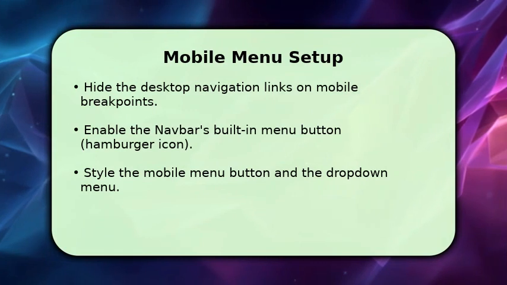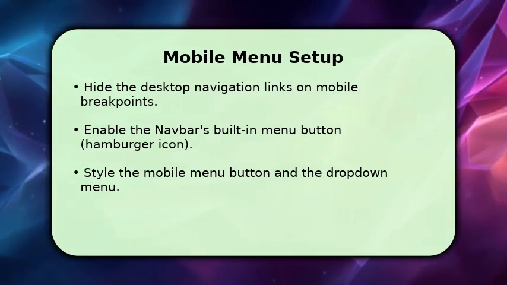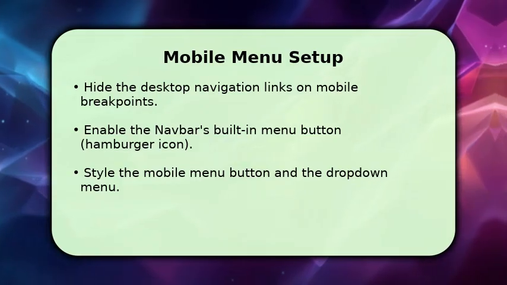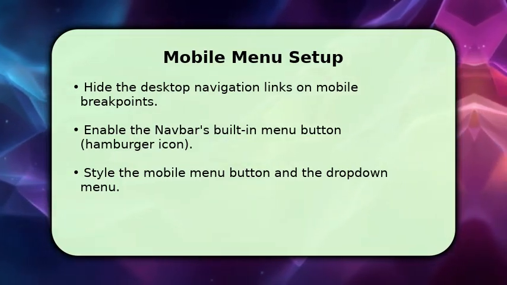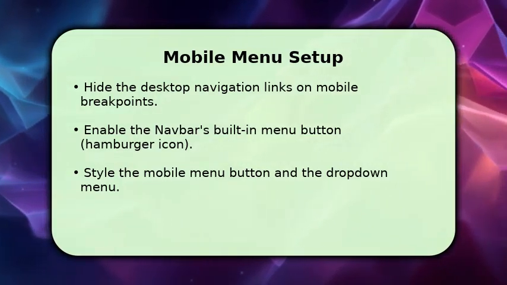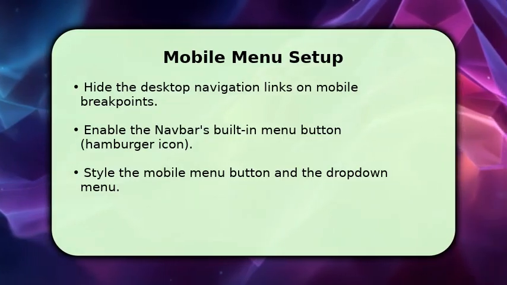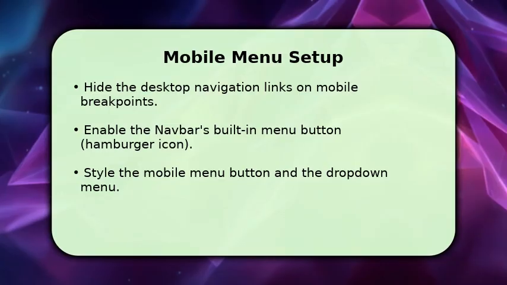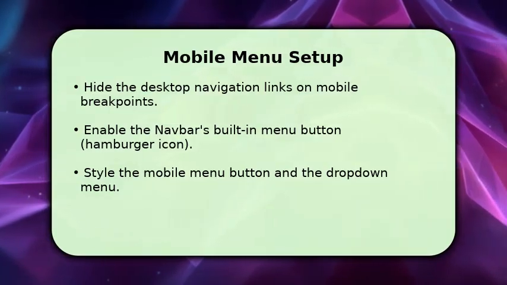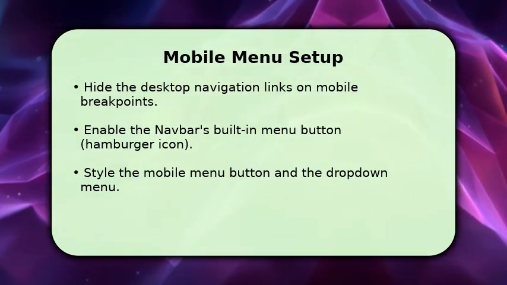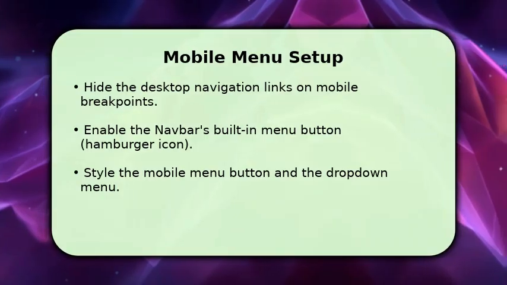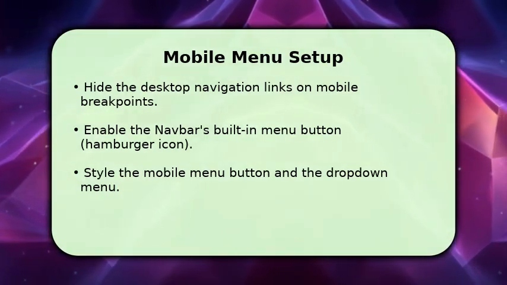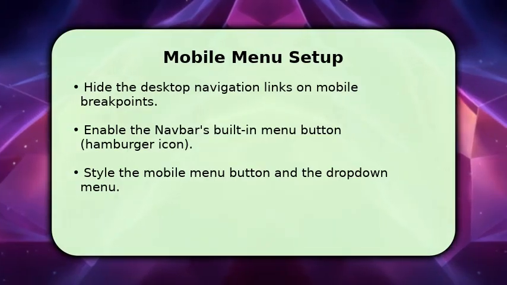For mobile devices, we'll implement a clean, collapsible menu. First, hide your main navigation links on the mobile breakpoints. Then, activate the navbar's integrated menu button, often called a hamburger icon. Customize its appearance, including colors and size, to fit your design. Style the drop-down menu that appears when the button is clicked, ensuring it's easy to navigate. Finally, add a simple interaction to smoothly open and close this mobile menu, providing a great user experience.